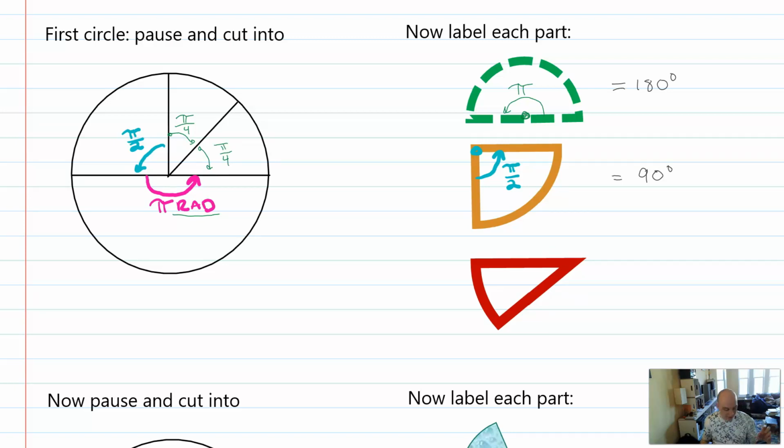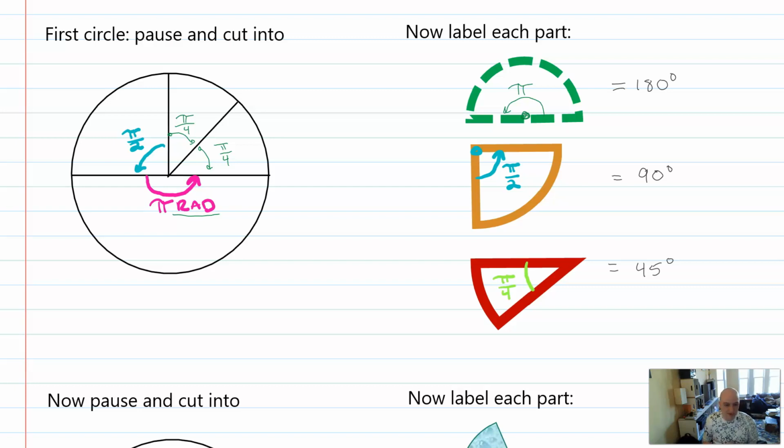And I'd like you to take your smallest piece here, mark the central angle, and label this as pi over 4. The degree equivalent of pi over 4 radians is 45 degrees. These are some of the most basic and fundamental radian angle measures.